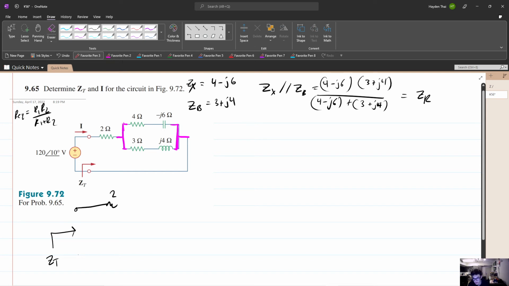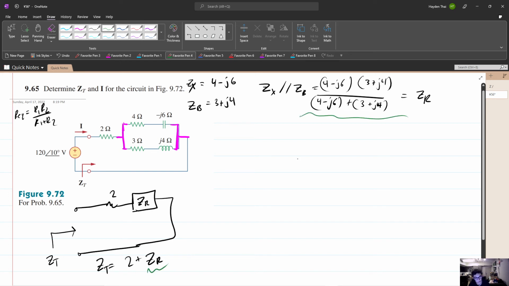Okay, so ZT. And then here's our impedance that we just calculated all at once, right? So that's just ZR. I don't know what that is, but you can go calculate that later, but that's how you find ZT. So ZT is going to be equal to 2 plus whatever this portion is right here. You can plug that in your calculator. Okay, so we did ZT. And then now we're pretty much done from this point.